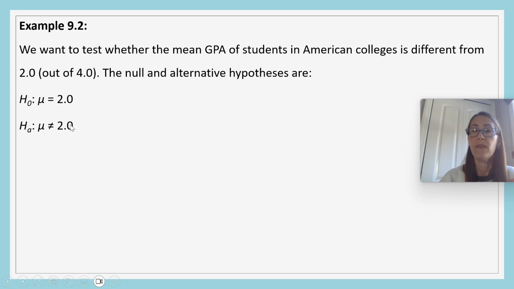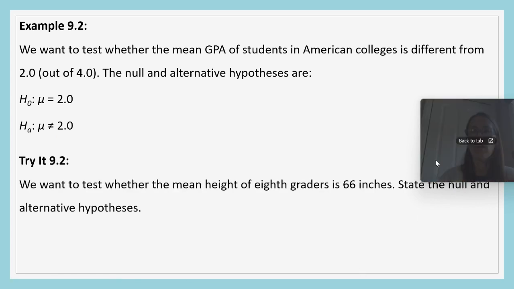And these two hypotheses contradict each other. They're mutually exclusive. They can't happen at the same time. Sometimes you might write your alternative hypothesis first and then your null hypothesis. Sometimes you'll write your null hypothesis and then your alternative hypothesis.